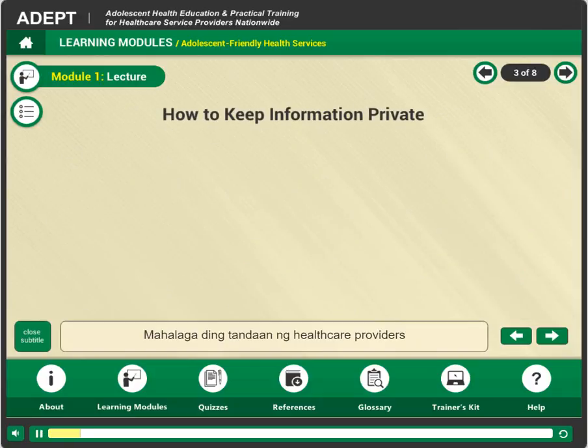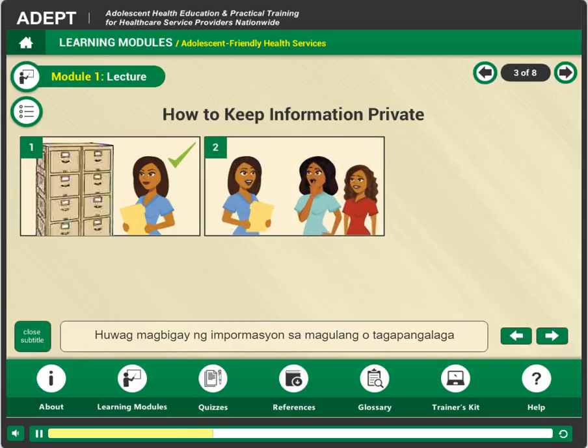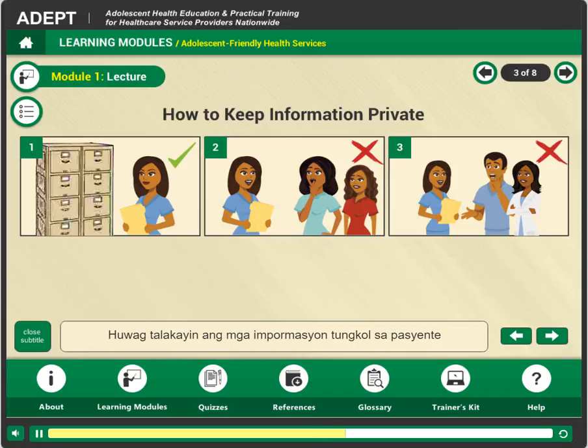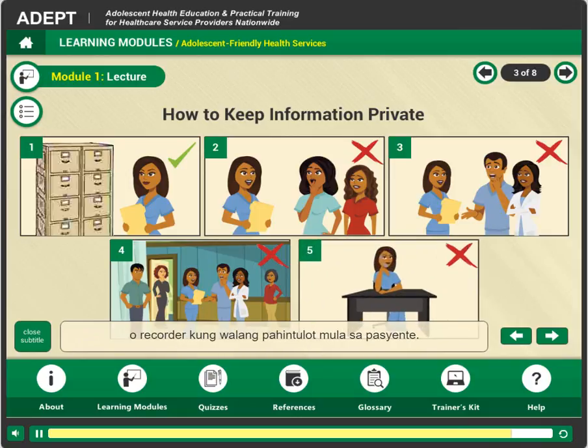It is also important for healthcare providers to remember that in keeping information private, all confidential files should be kept in a safe place inside the health center. Do not share information with a parent or guardian on anything that the adolescent has confided in you without his or her consent. Do not discuss patient information to anyone outside of the walls of your interview room. Avoid discussing patient information in open areas, elevators, waiting rooms, and hallways. Do not leave messages through a voicemail or voice recorder unless the patient gives consent.